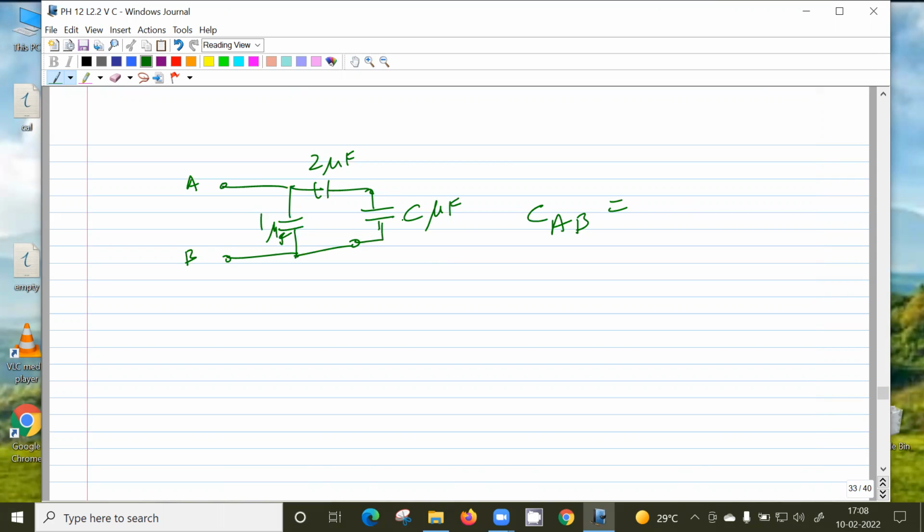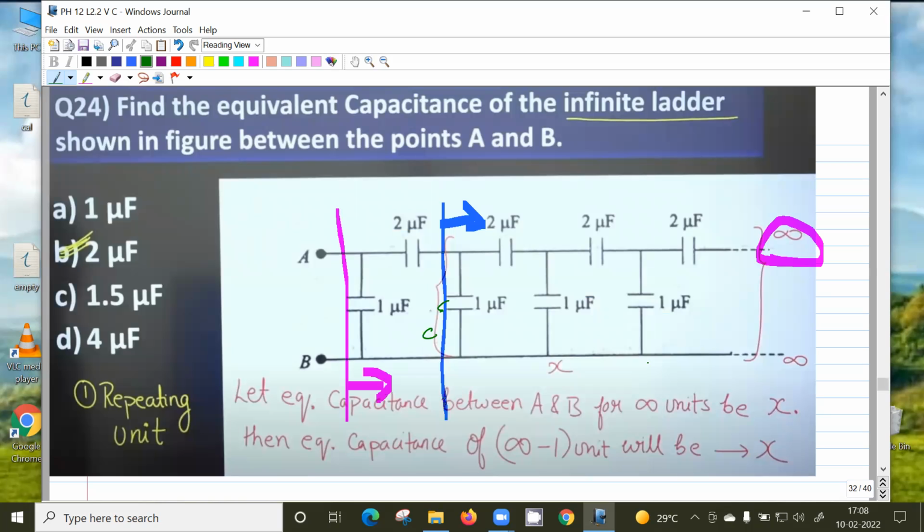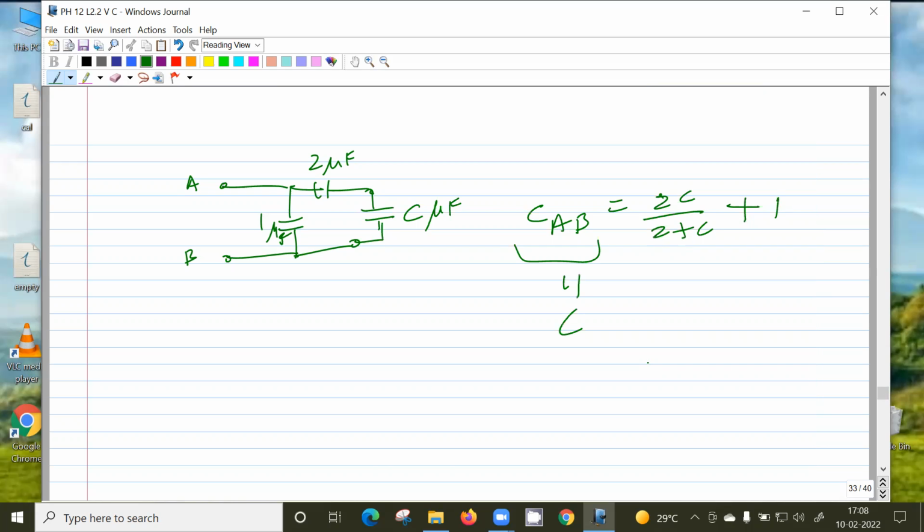So this 2 and this C are in series, no? So the combination will be 2C divided by 2 plus C, and that is in parallel with 1 microfarad. And CAB is same as C, because the capacitance seen from this purple line is same as the capacitance seen across this blue line. The capacitance of this blue line is C, so that is same as this one. So 2 and C are in series, so the effective is 2C by 2 plus C, and this is parallel with that. So can you solve this one?